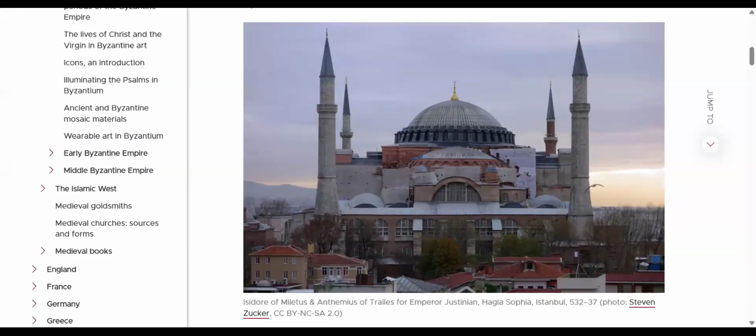And then we look at the Dome of the Rock. Let's see if I can find that again.